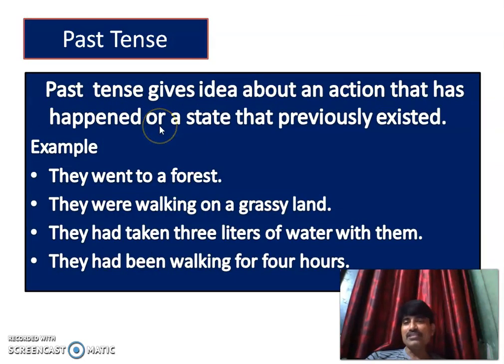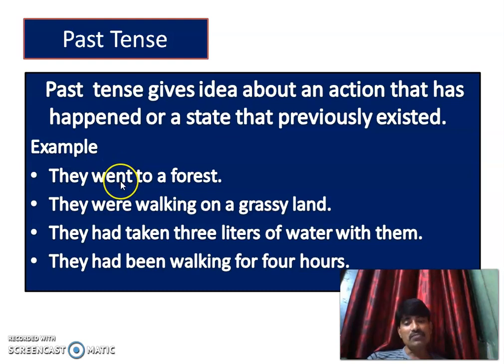The next tense is past tense. Past tense gives the idea that the action is over, that it existed previously. For example, they went to a forest. They were walking on a grassy land. They had taken 3 liters of water with them. They had been walking for 4 hours. This is quite a short story that I could write. But see the structure. They went. This is the past form of go.